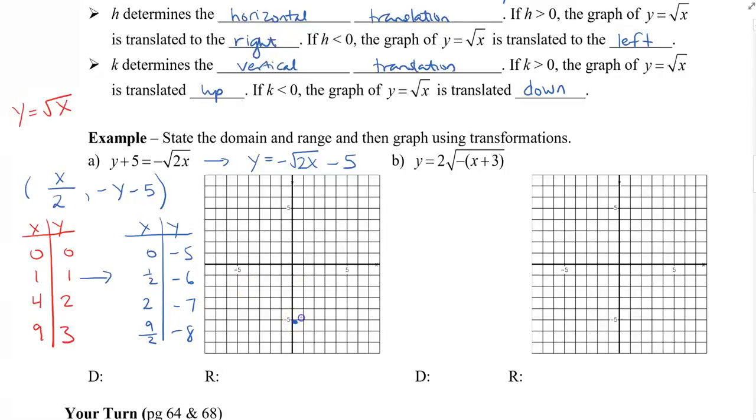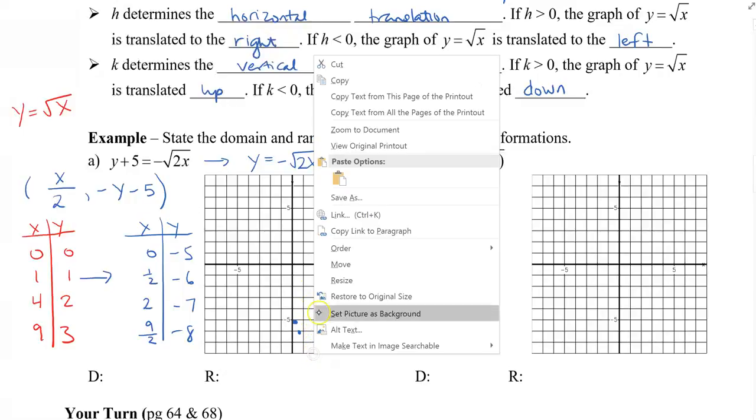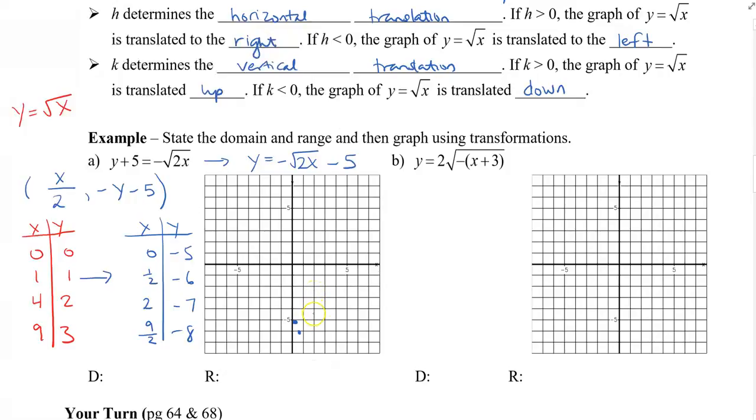So let's graph to see what this looks like. So I get 0 and negative 5, half and negative 6, 2, and 2, 4, 6, negative 7. And then my last one is 9 over 2, which is 4.5 over negative 8. Now make sure that you don't connect these points in a straight line because they're not straight. It's a little bit curved. And there you go. All right, let's take a look at one more.